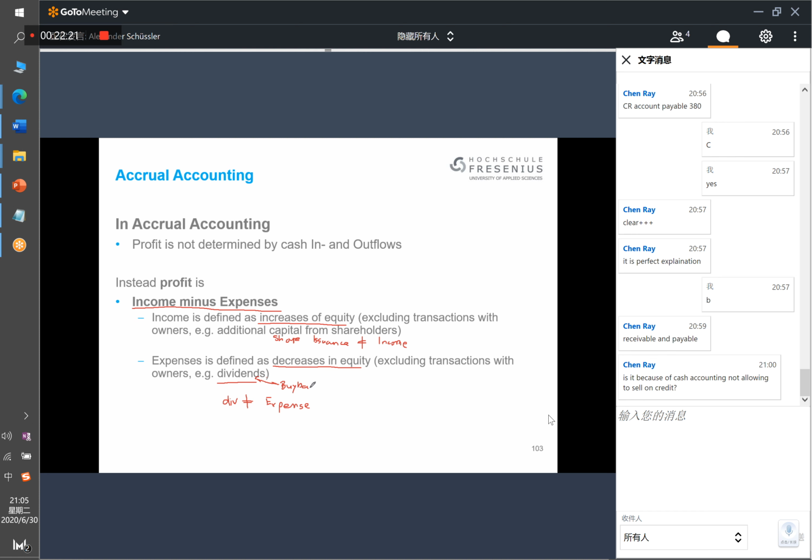But for example, if you pay rent, then this paying of rent is a decrease in equity and it's not a transaction with owners. That's why it's an expense. If BMW is selling its cars, then that is an increase of equity, and it is not a transaction with share owners.